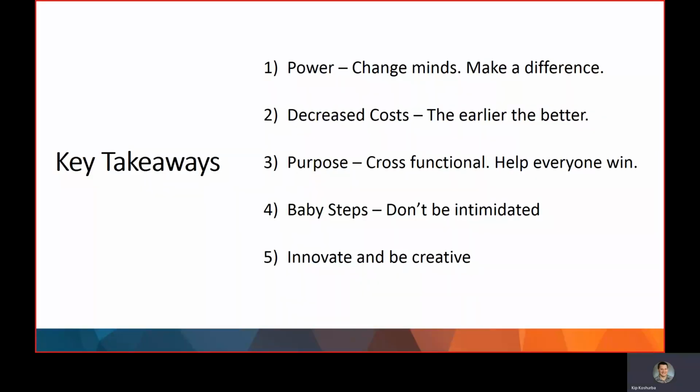Some key takeaways are called out here on this last slide. The first, the power. Understand the power of digital human modeling and use that power to sell the benefits. Change minds and make a difference. The second, cost savings are achievable in many ways using digital human modeling, but integration into early design phases will yield the greatest benefit. Establish a purpose for digital human modeling that will get the human considered cross-functionally and help everyone win. Take baby steps if needed and evolve the DHM integration over time, but just don't be intimidated to start. And finally, innovate and be creative. Question, provide feedback, participate within your business and with software developers.